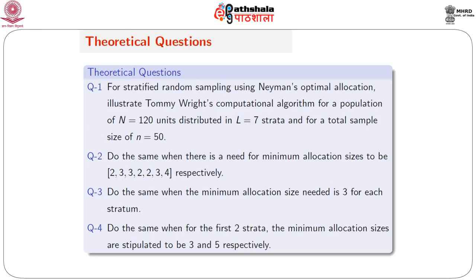Question 1. For stratified random sampling using Neyman's optimal allocation, illustrate Tommy Wright's computational algorithm for a population of capital N equals 120 units distributed in L equals 7 strata, and for a total sample size of n equals 50. Okay, so this is a straightforward problem. Once we have understood what is going on, we prepare that two-way table, and this time we have to pick up a sample of size n equal to 50. So we make top selection; there are 7 strata, and we have to start counting the top numbers across all the rows till we hit a total of 50.